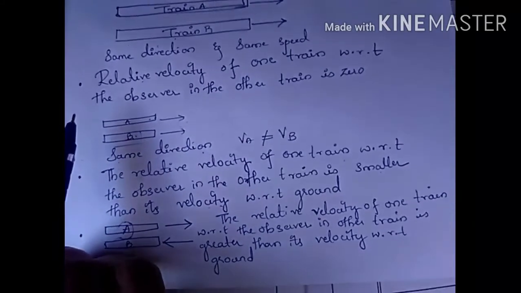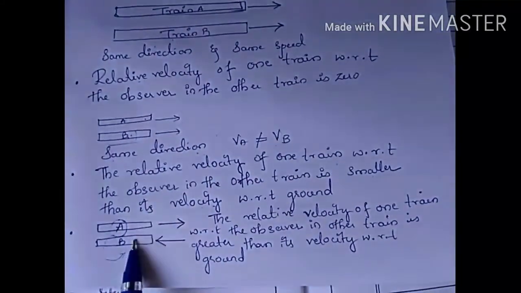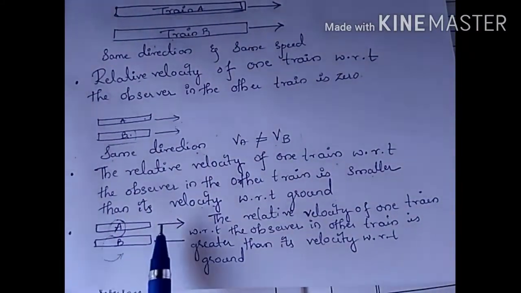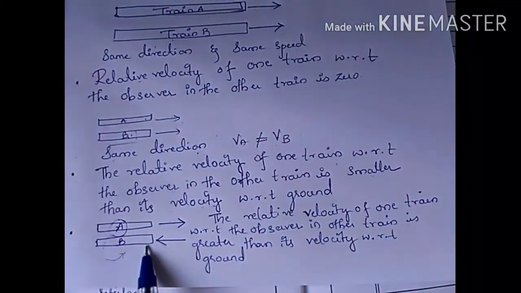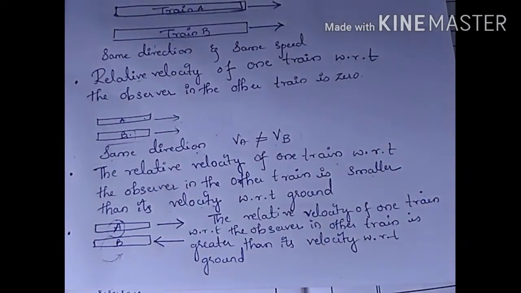So the third point was, there are again two trains, train A and train B. Here the direction of train A is opposite to the direction of train B. In that case, the velocity of one train with respect to the other appears greater than its velocity with respect to the ground.